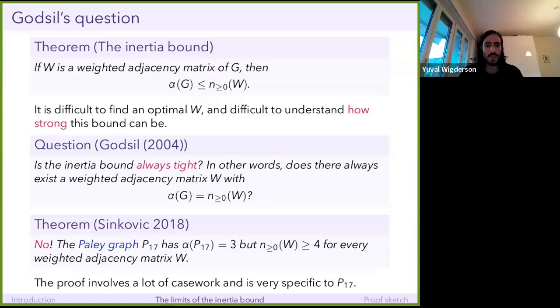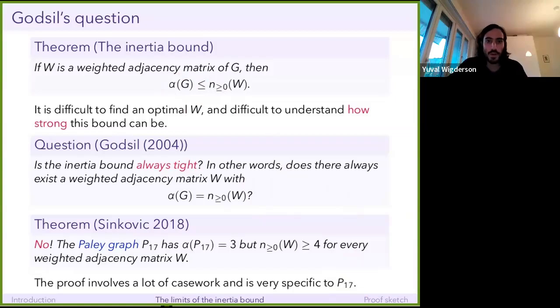And I mean, this answers the question, but this proof is quite messy. It has a lot of casework. It's extremely specific to just this Paley graph. It doesn't seem to work for any other Paley graph. And so you might be interested in, are there more robust ways of answering this question? I mean, so now we know the answer is no, but can we get sort of more examples showing that the answer is no?